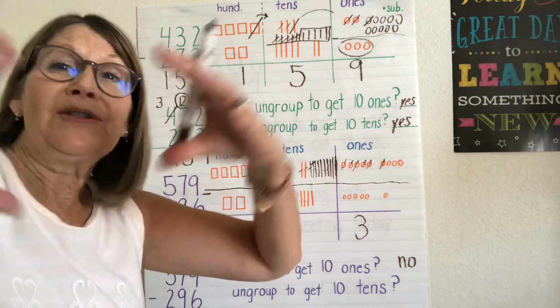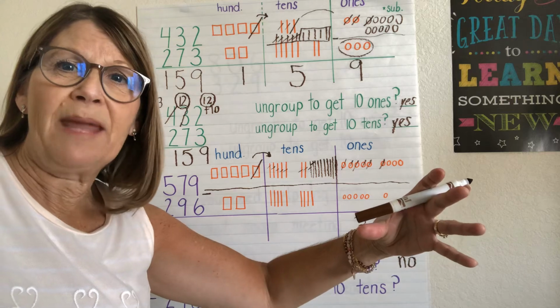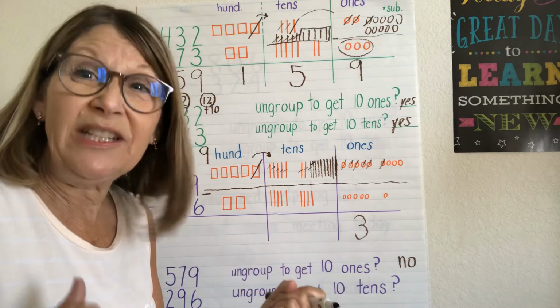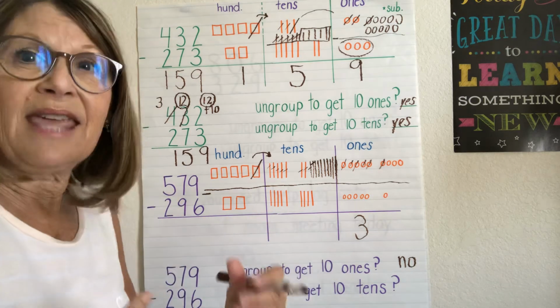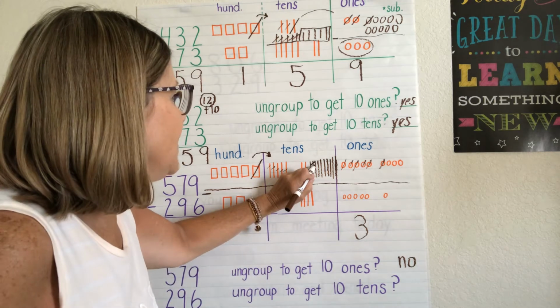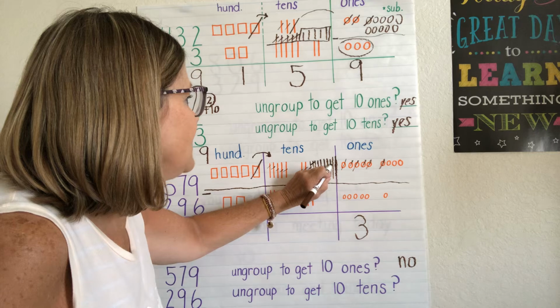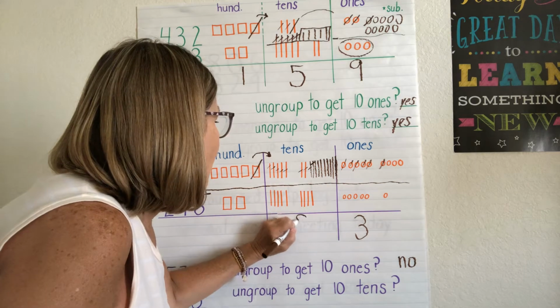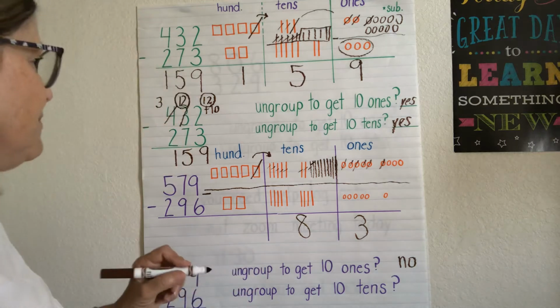Now remember, spread it out on your scratch paper. Even mine are a little too close here. It's a little squinchy and it's kind of hard to count for sure. So I'm going to count 1, 2, 3, 4, 5, 6, 7, 8. So I've got 8 tens left.